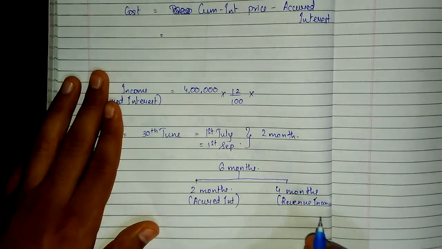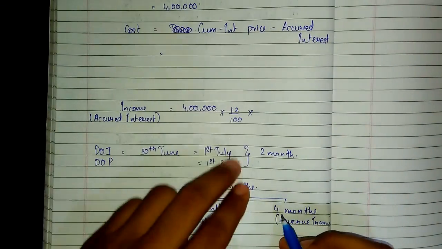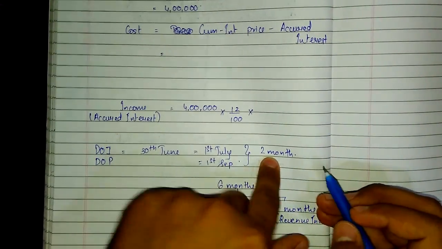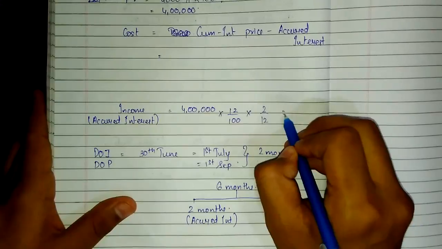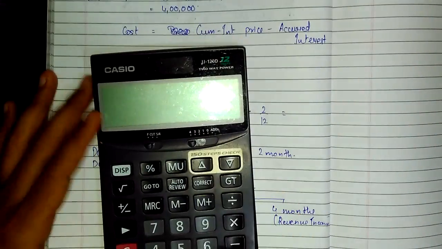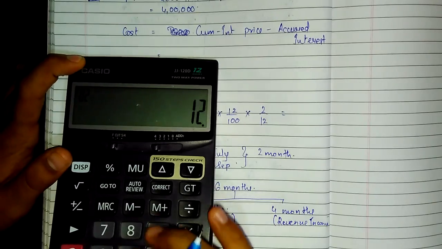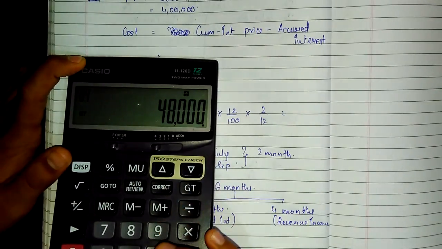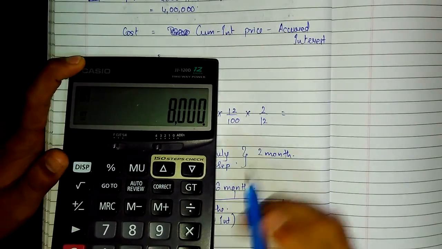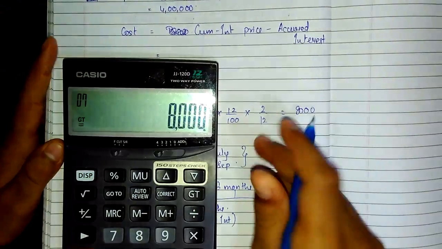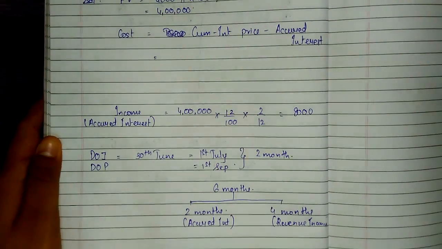So interest we haven't calculated yet. Now we'll calculate it. How? 2 months divided by 12. Let's calculate. You guys see, 4 lakh into 12% divided by 12 into 2 comes to rupees 8,000. So accrued interest is 8,000.